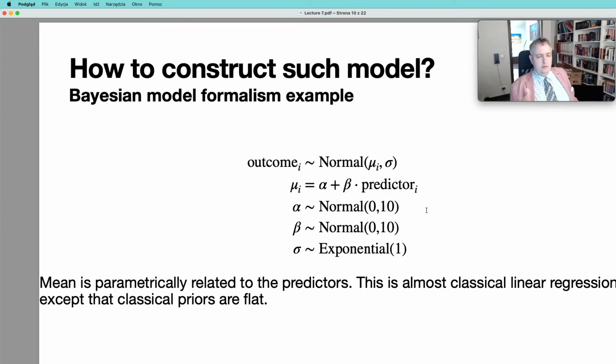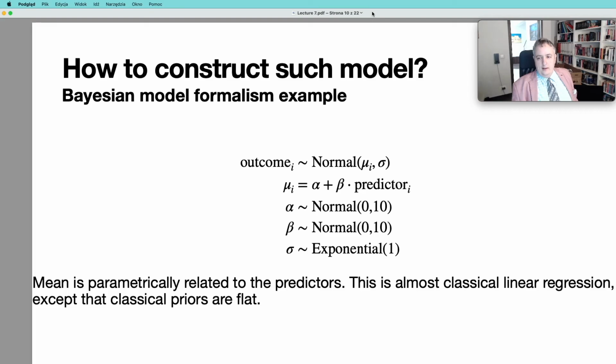But in Bayesian formalism, we assign priors, so this can be very useful because thanks to that we can avoid the problems that can be with, for example, hard to identify models.